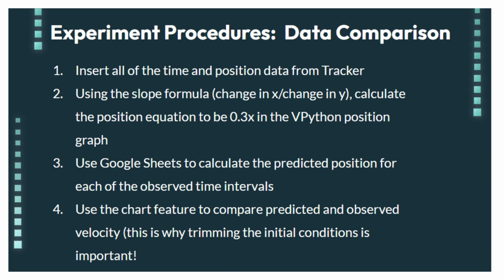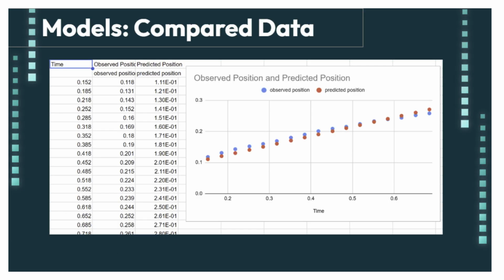For the data comparison, you insert all of the time and position data from tracker, which is seen in the first video. Then you use the slope formula, change in x over change in y, to calculate the position. The slope of the position graph in the VPython code is 0.3x, where x is the time interval. Then you use Google Sheets to calculate the predicted position for the observed time intervals that are listed in tracker, and then you use the chart feature to compare the predicted and observed velocity. As you can see, they line up very well, and this is thanks to our trimming.